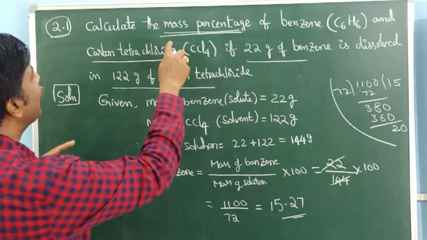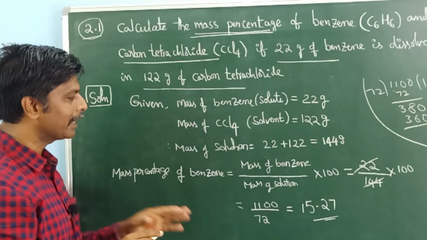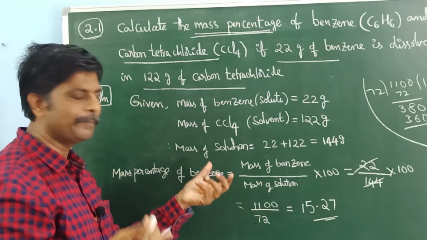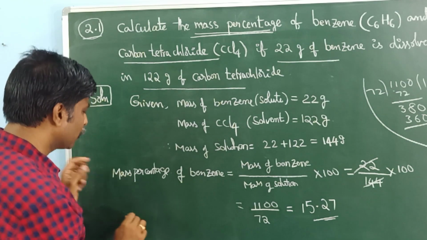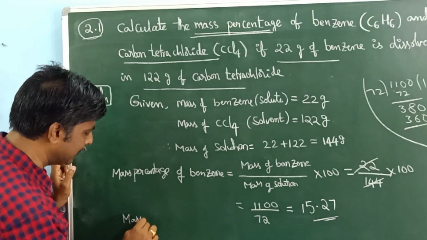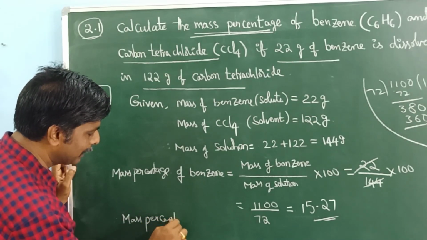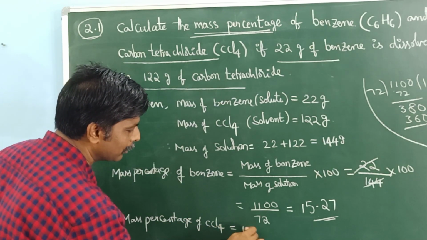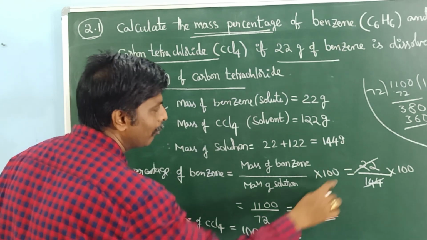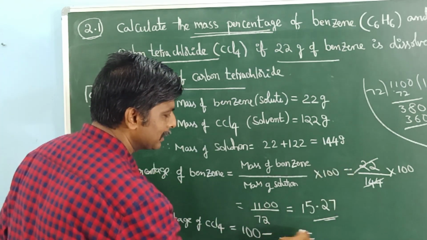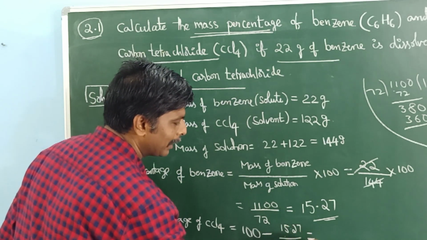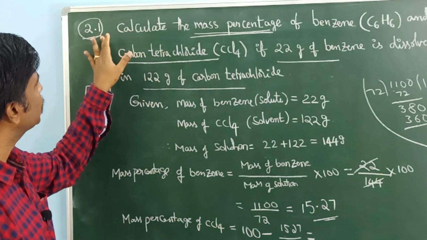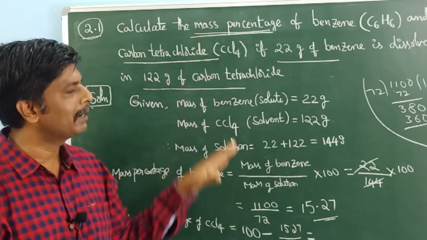So how to calculate the next one? There are only two components. If one's mass percentage is 50, the remaining one is 50. If it is 20, the remaining is 80. Similarly, how to get the mass percentage of the second one? Because only two components are there, mass percentage of CCl4 is equal to 100 minus this value, 100 minus 15.27. That is how you get the second one. So this is in-text question 2.1, how to calculate mass percentage.